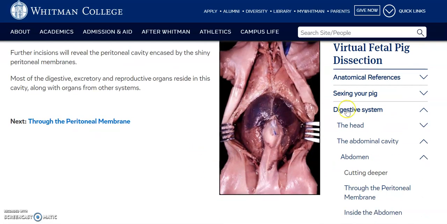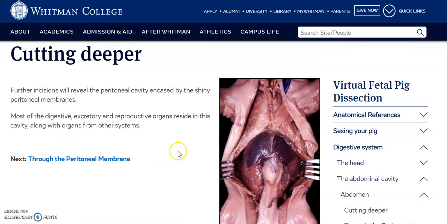Here is where we can see this tissue that encapsulates and holds in all of our digestive system organs. This is called the peritoneal membrane. The peritoneal membrane is what holds in all of your digestive system, excretory, and reproductive system organs. It's kind of like a little bag that holds all of these organs in there.